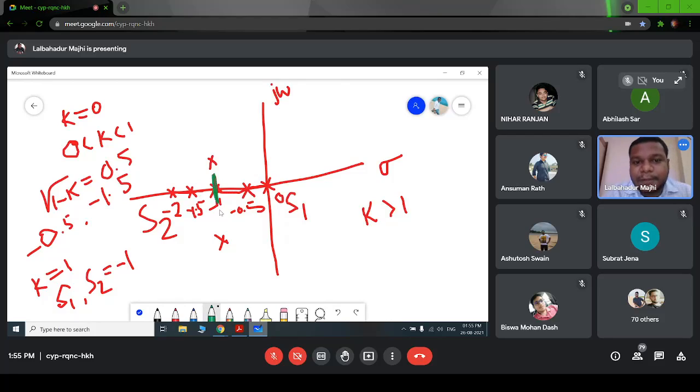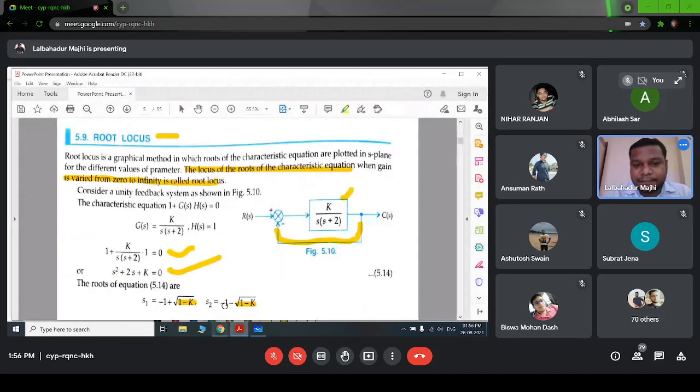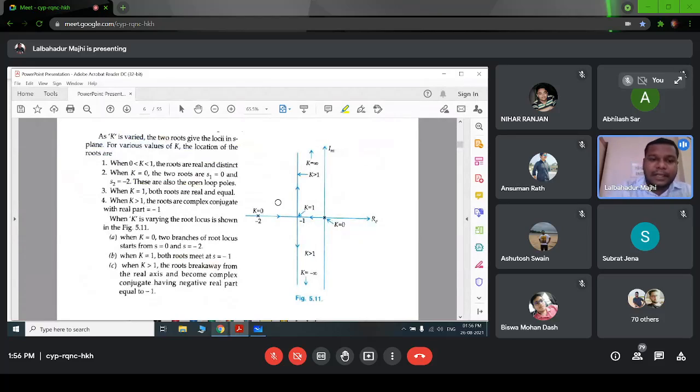At this point, the value of k equal to 1, we are getting S1 and S2 to be -1. Then we go on increasing the value of k, k greater than 1, and we are getting our poles to be here. So we can see this mapping of the roots is like this. Clear? Okay, I am going to discuss this again.